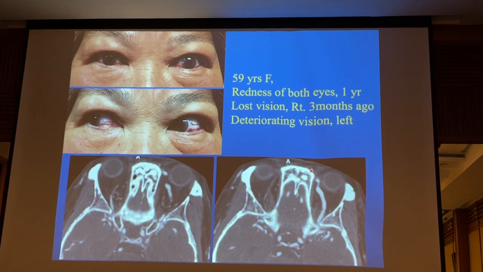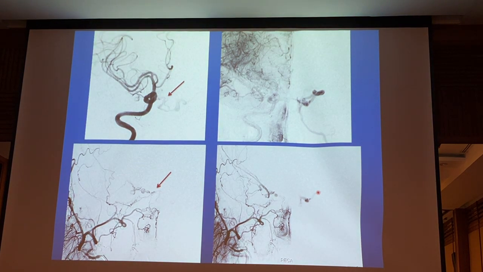This is one patient who came from China. She was 59 years old. She was treated in China and then somehow conservatively managed, but she lost the vision on the right side, and her vision on the left side was deteriorating, and so she came to the US. The initial CTA shows a dilated vein on the left side, okay, and the actual shunt was on the right side.